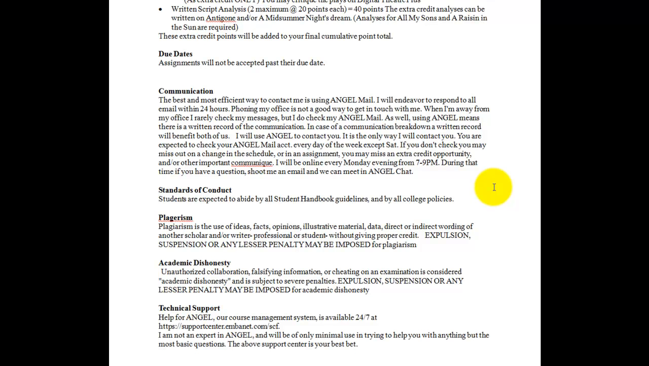Plagiarism. And look at that. That is spelt incorrectly. Well, I'm going to correct that.